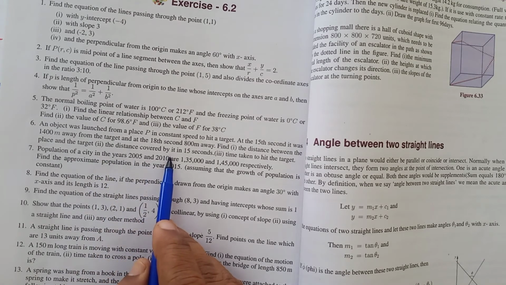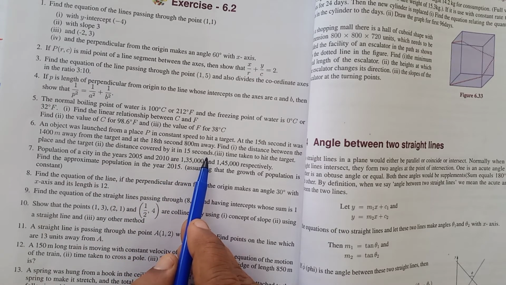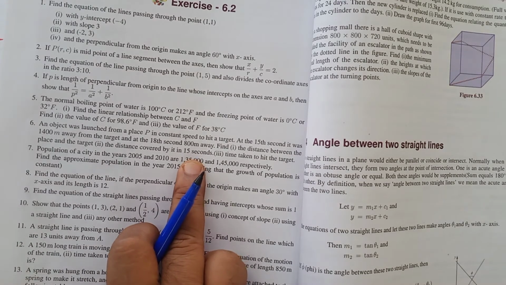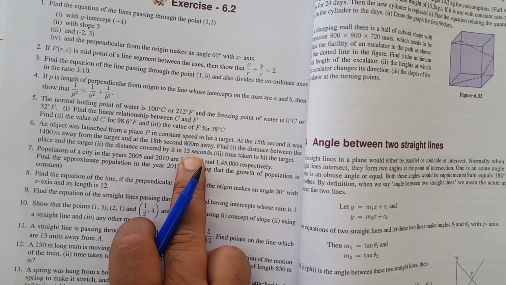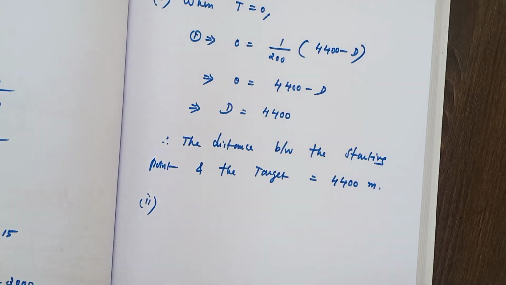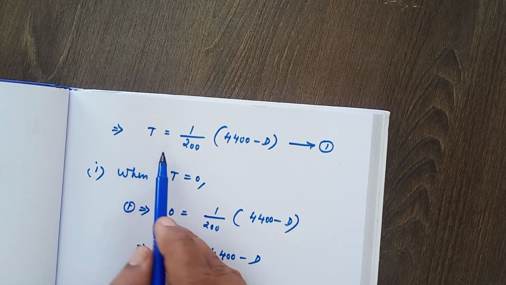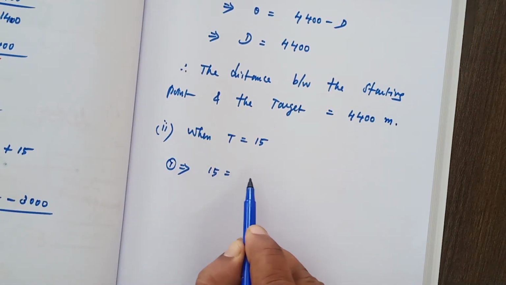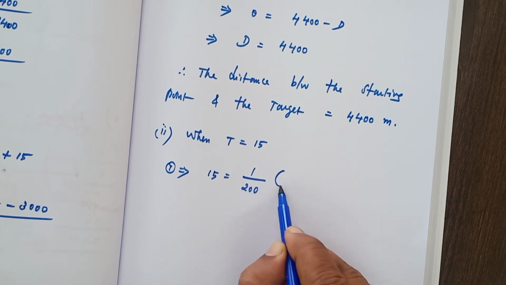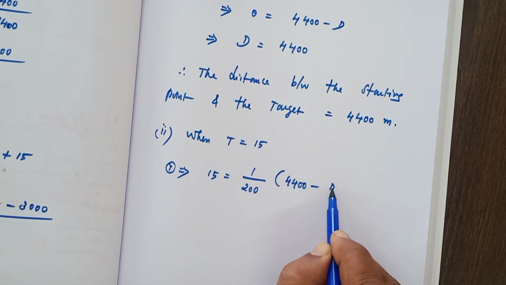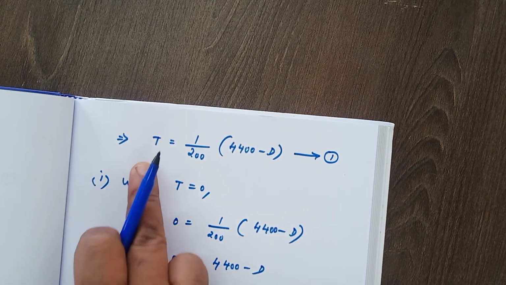Find the distance covered in 15 seconds. When t equals 15, we have to find out d. When t equals 15, substitute t equals 15 in equation number 1. 15 equals 1 by 200 into 4400 minus d. Just replace the t by 15.